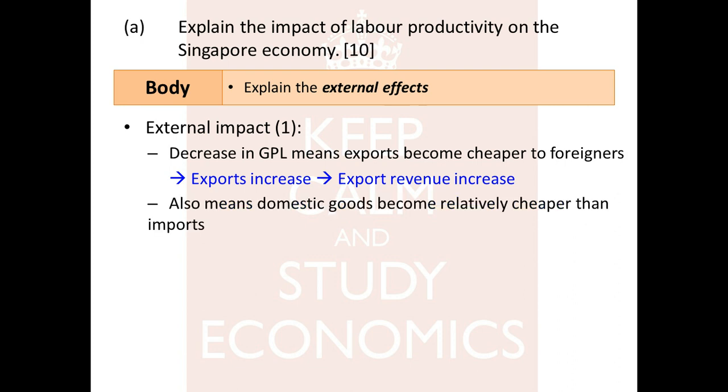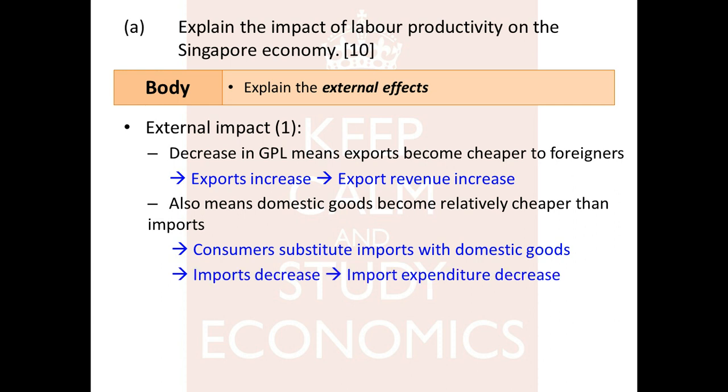And not just that, it means that your domestic goods become relatively cheaper compared to the imports, which necessarily means consumers would substitute away from imports to domestic goods. So they consume more domestic goods instead of imports. And if that's the case, again, your imports will decrease and import expenditure will also decrease. So the net effect of these two, which is an increase in export revenue and a fall in import expenditure, is that your overall balance of trade improves.